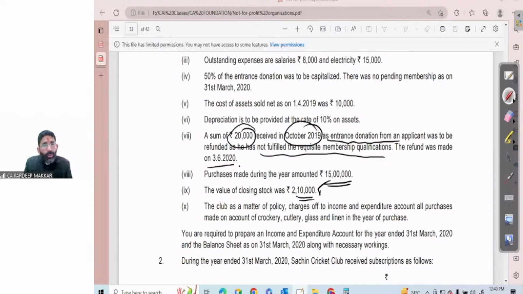Opening stock is also given to you, closing stock is also given to you. What you will do? Opening plus purchase minus closing.